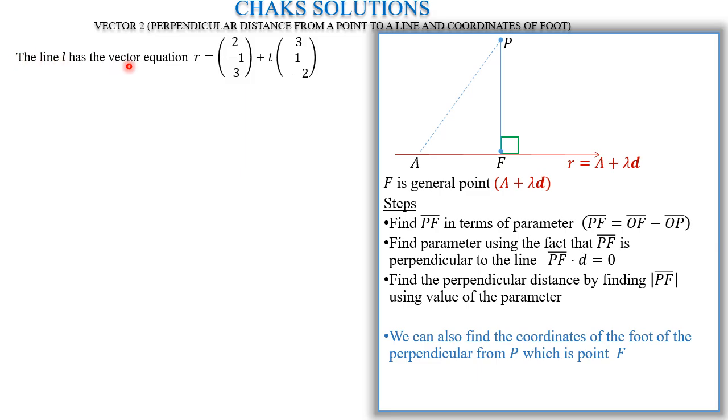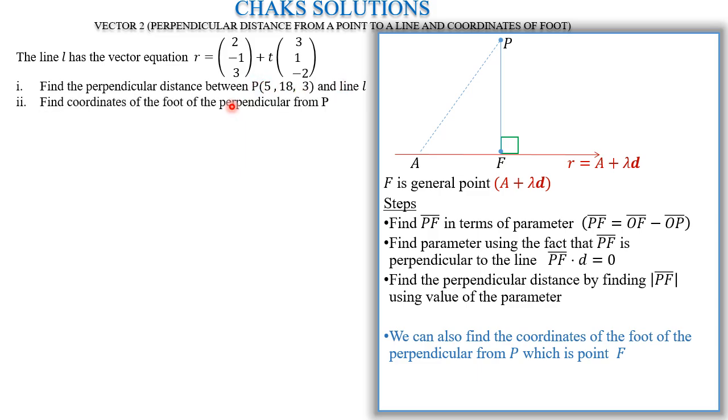Alright, so let's go to the example that we have here. The line L has the vector equation r equals (2, -1, 3) plus t(3, 1, -2), which is our direction. Find the perpendicular distance between the point P (5, 18, 3) and the line. Then item 2, find the coordinates of the foot of the perpendicular from the point P.